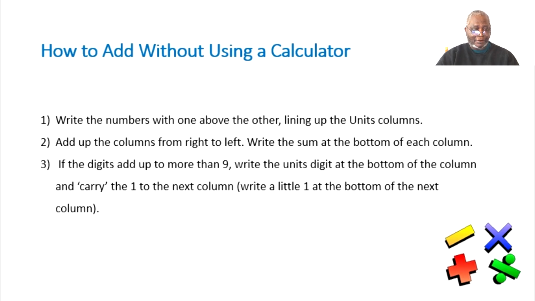If the digits add up to more than 9, write the units digit at the bottom of the column and carry the 1 to the next column. Write a little 1 at the top of the next column so that you'll be able to include that when you do your calculations. This has to be extended until the end of the calculations. In other words, all the columns have been added.